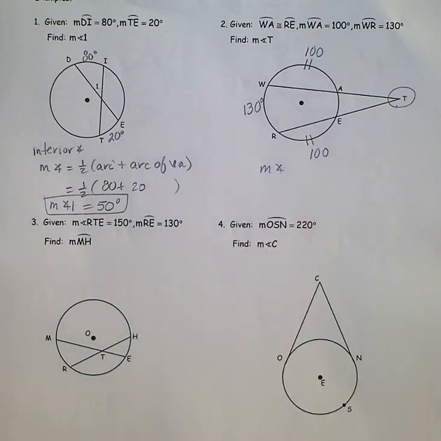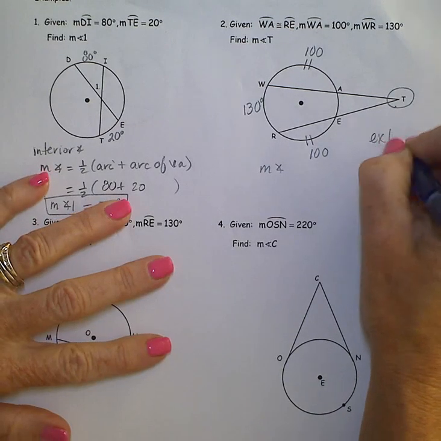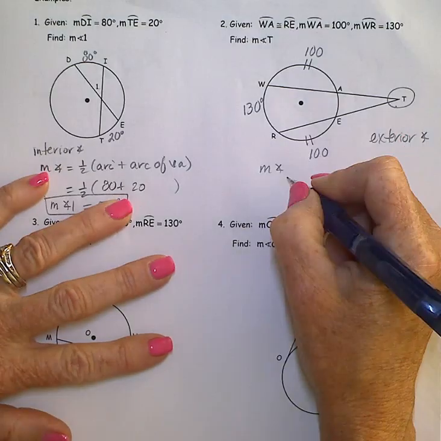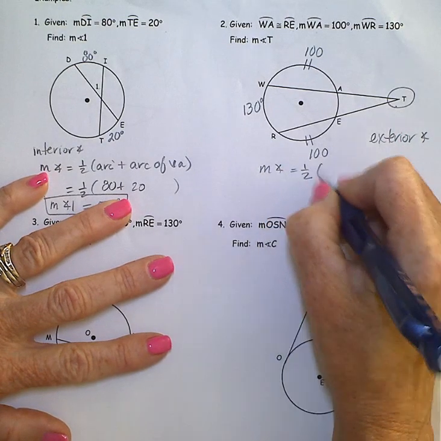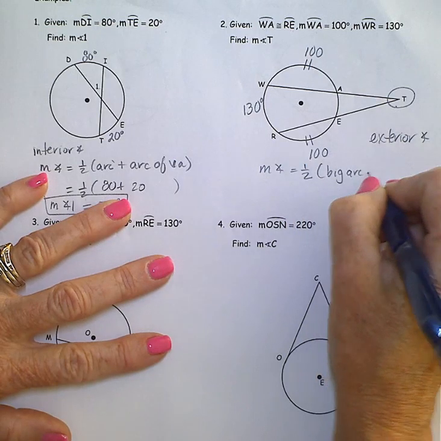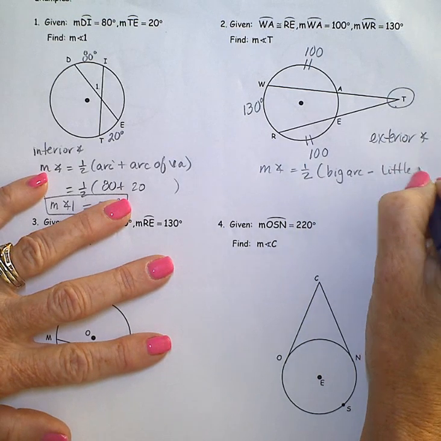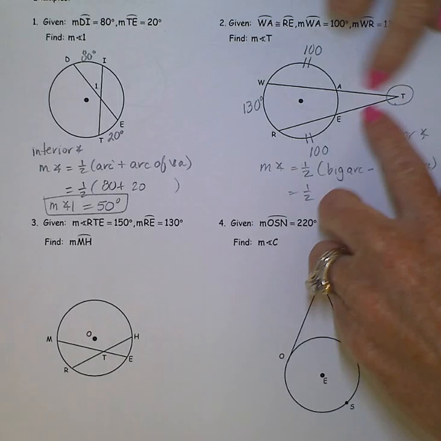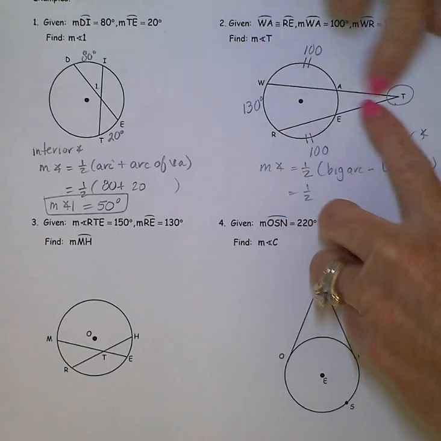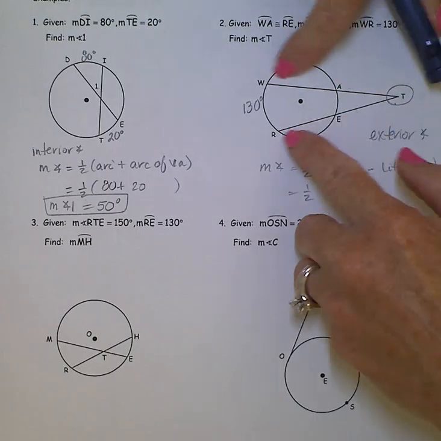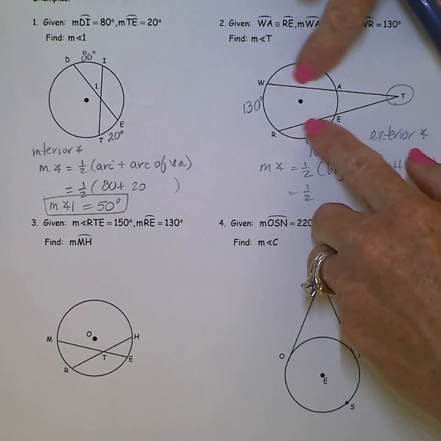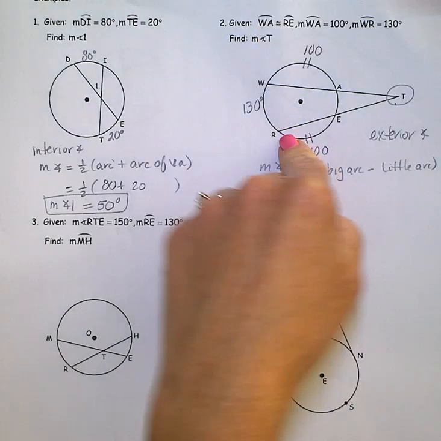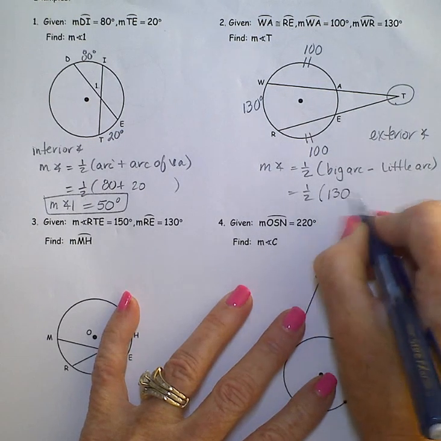Okay, first thing that you need to do is figure out what kind of angle angle E is. Brendan, what kind of angle is angle E? It's an exterior angle. That means the measure of the angle is half of the big arc minus the little arc. For angle T, follow the sides out. What's the big arc for angle T? WR, which is how much? 130. So the big arc is 130 minus the little arc.